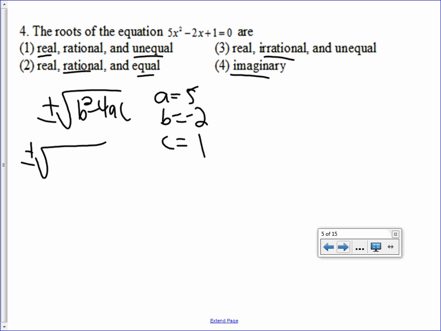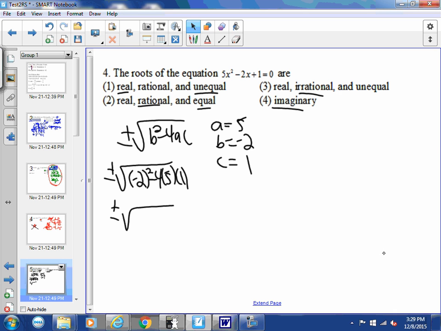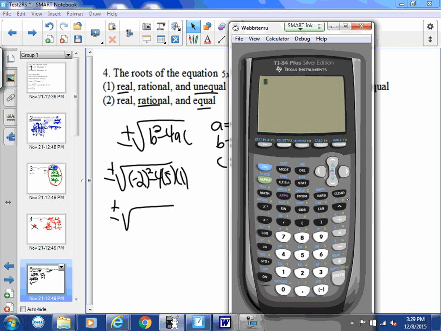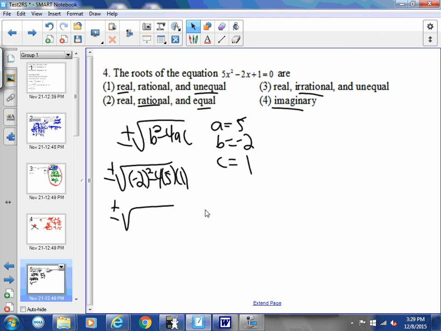So what's plus or minus radical -2 squared minus 4 times 5 times 1? I suggest you use a calculator for this. In fact, why not? Let's do it. There's my calculator. We've got parentheses, -2 squared minus 4 times 5 times 1. Don't type the radical in, just type what's underneath the radical. I get -16. Plus or minus radical -16. Is that real or imaginary? That's imaginary.